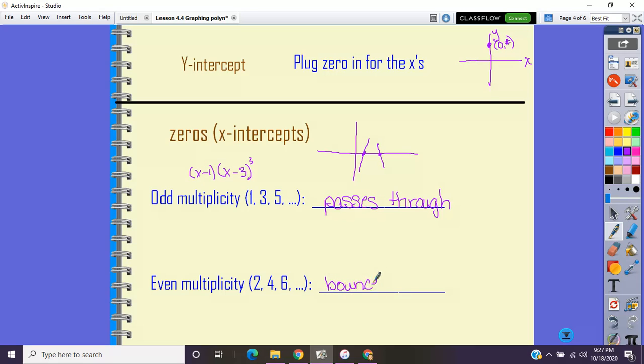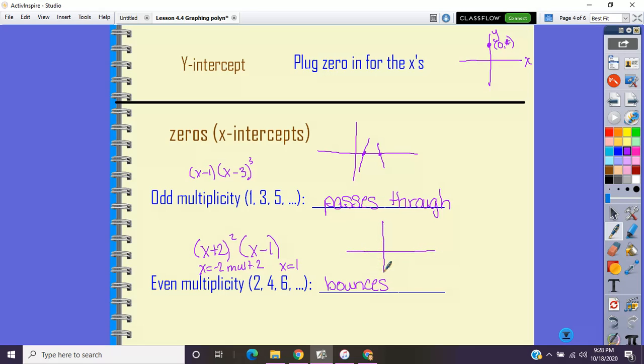bounces. For example, if I were to have (x plus 2) squared times (x minus 1), we'll go with those. So this one happens twice. I'd have x equals -2 that has a multiplicity of 2, and then I'd also have x equals 1 that just happens one time.